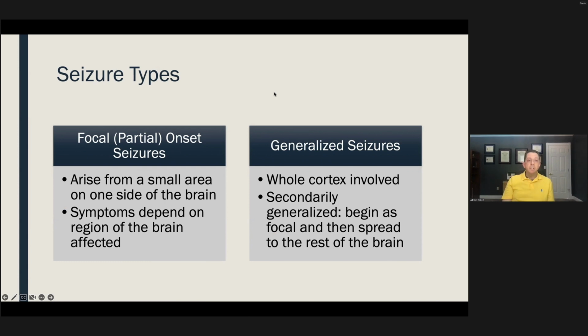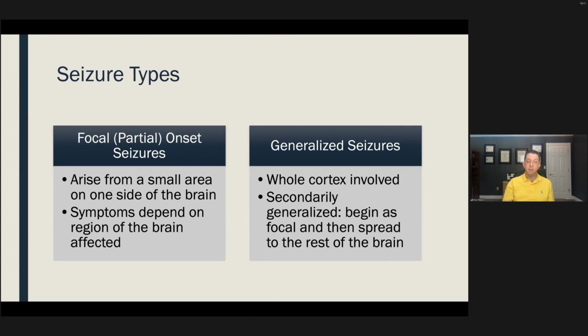So there are two classes of seizure type. There's focal, which used to be called partial, and that's when a seizure comes from one part of the brain. It could be the right frontal, the left temporal, the back of the brain. And the symptoms you get depend on what part of the brain it's in, whether it's the part that moves your arm, legs, and face, or the part that involves speech. So depending on where it is, it'll look different.